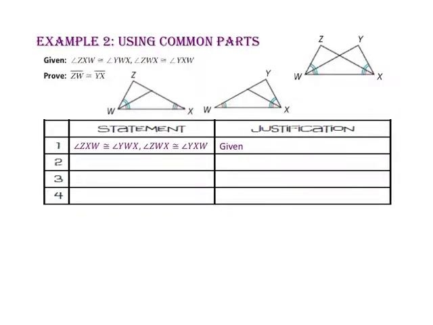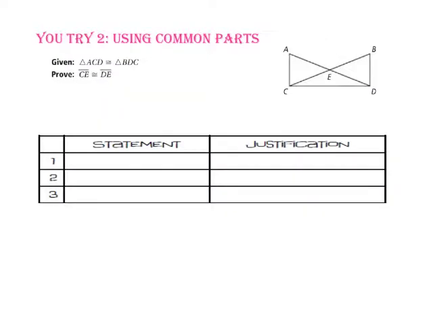Notice our common side, WX, is in both triangles. So by the reflexive property of congruence, side WX is congruent to side XW. By angle side angle, we have congruent triangles. So we know that triangle ZWX is congruent to triangle YXW by angle side angle. And finally, we can prove that side ZW is congruent to side YX because corresponding parts of congruent triangles are congruent. CPCTC.